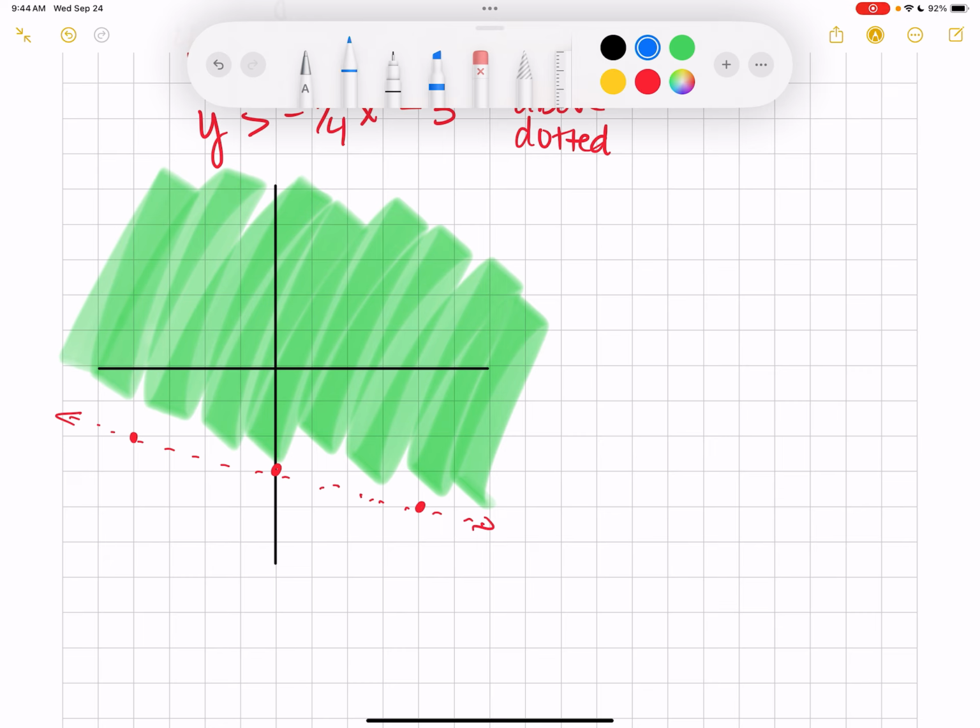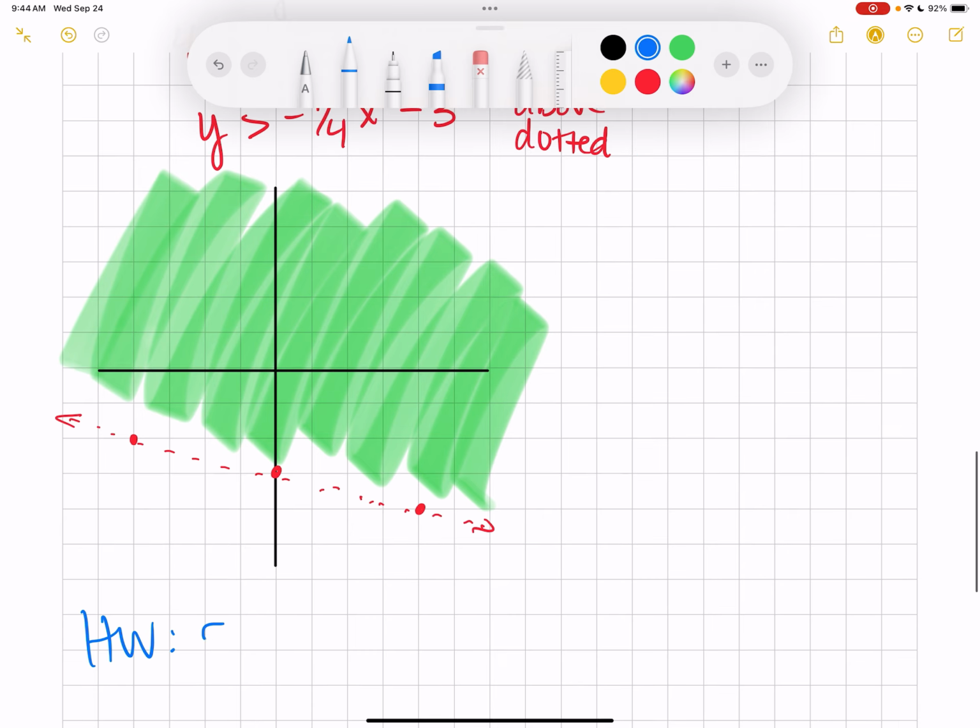So problems 5, 9, 11, 13, and 17. Not a whole lot. You should have plenty of time to get them done.